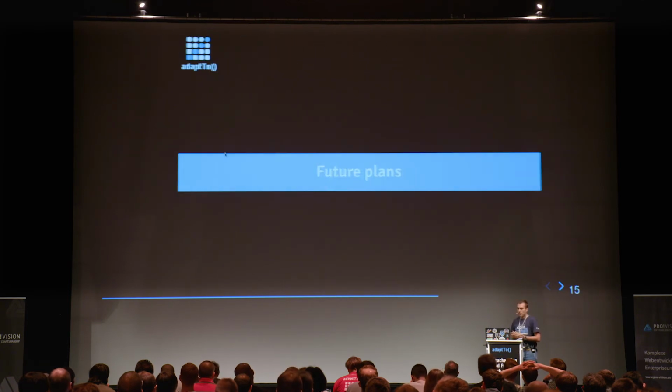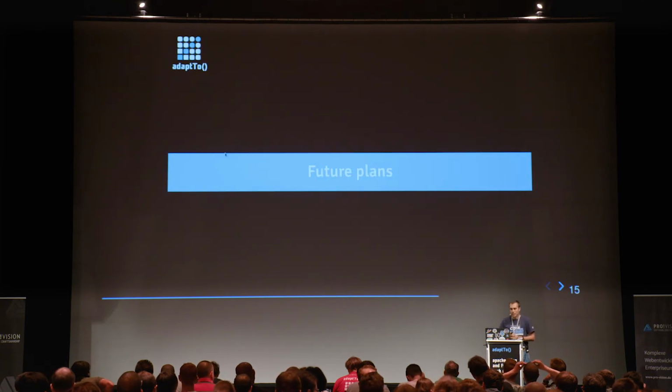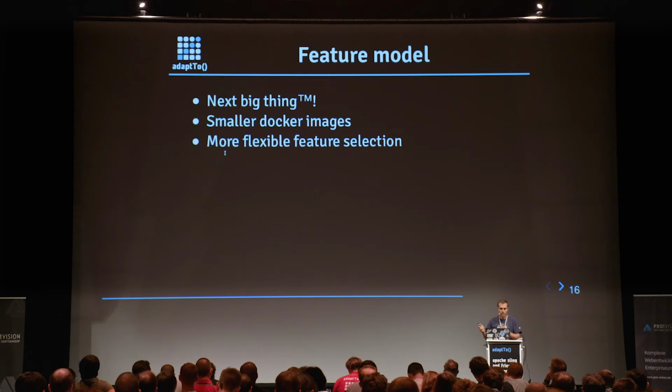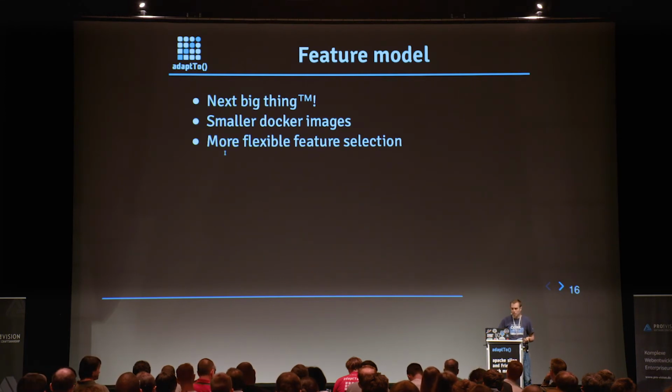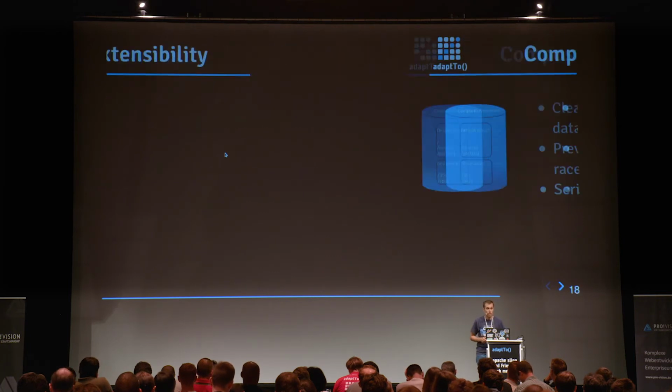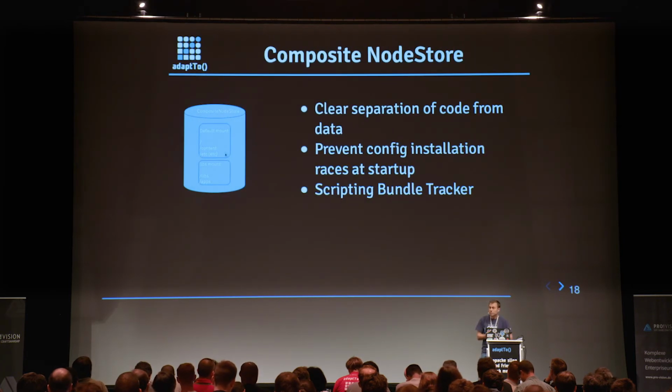Now, obviously, we need to have future plans, right? We basically just started. And I guess you got this point already from the conference, right? The feature model is the next big thing. You heard the reasons why. You'll be able to get smaller Docker images. You will be able to have a more flexible selection. You will be able to have an extension model, so add some features from upstream, get some features from yourself. You can have layering, bring your own JVM, whatever. So it's like now, but much better.